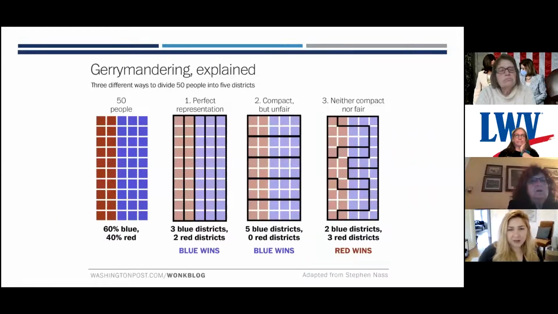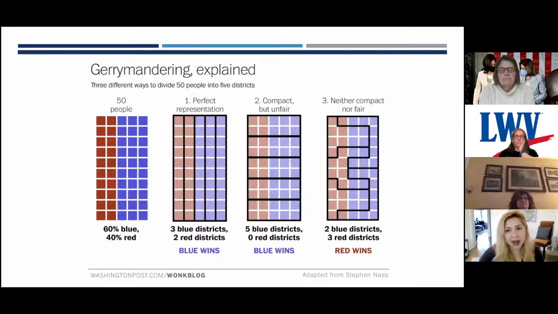And then in my last image, which is probably the most clear, straightforward, clear cut, we've got 60% blue and 40% red. In the first example, we have perfect representation. We've got 3 blue districts and 2 red districts. In the second one, we have unfairly all blue districts and no red districts. In that scenario, the red have been spread out over multiple districts so that they don't have any representation. And then the last one, we also have 2 blue districts and 3 red districts.